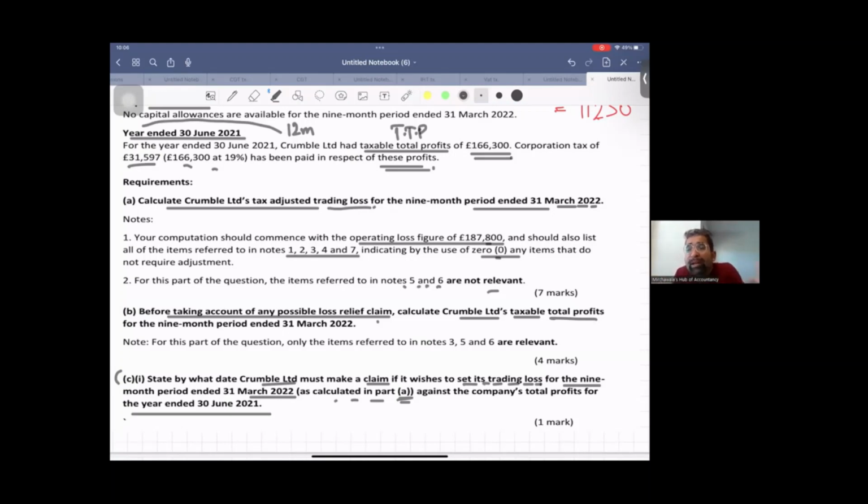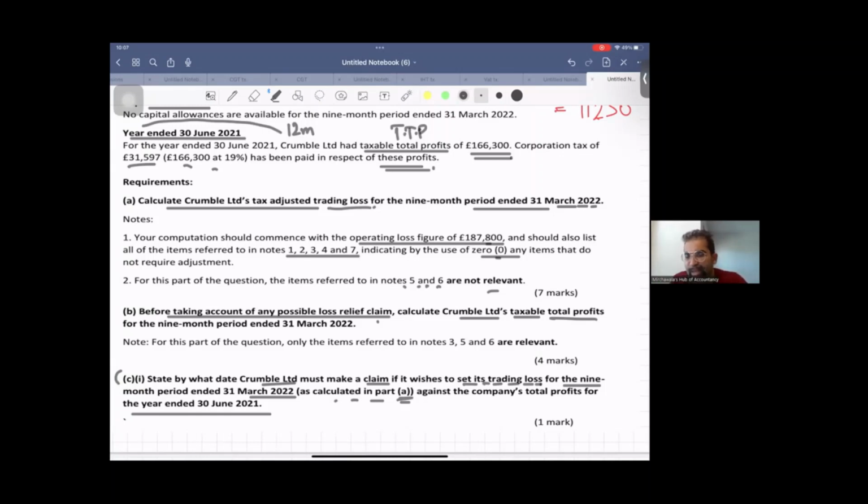So how will tax department come to know what relief we want? So we need to write a letter. We need to inform them. We need to claim from tax department what we want. Okay. So there is always a due date for claim.